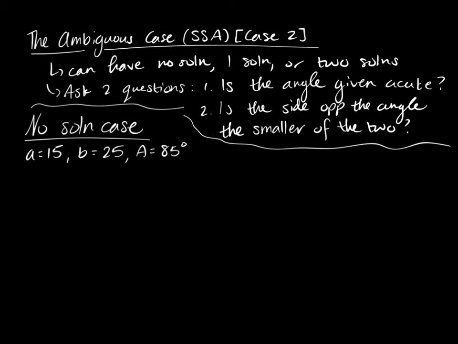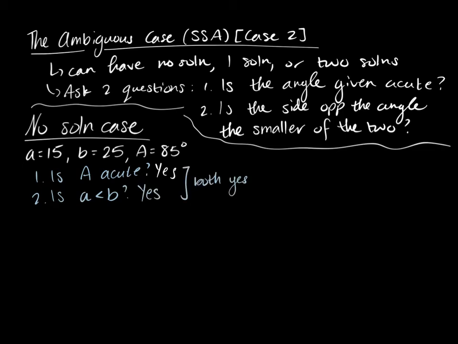Okay, so let's look at the no solution case. We're given a equals 15, b equals 25, and angle A is 85 degrees. So question 1, is our angle, which is A, acute? The answer would be yes. Question 2, is the opposite side, side A, less than side B? The answer is also yes. Both yeses. So we could have no solution or two solutions.